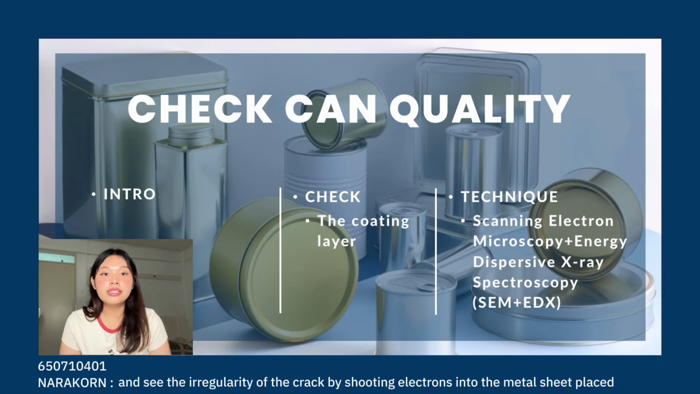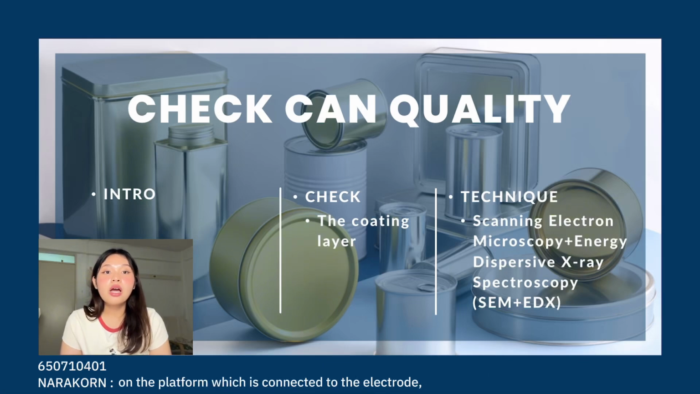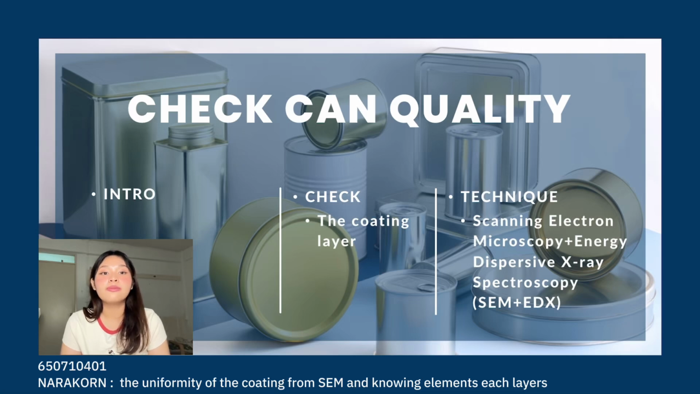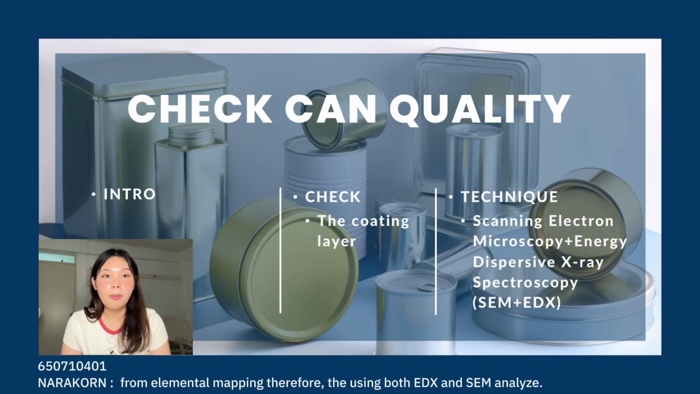crack by shooting electrons at the metal sheet plate on the platform, which is connected to the electrode, causing the scattering of electrons to the detector, resulting in a better signal and checking the uniformity of the coating from SEM, and knowing the elements in each layer from elemental mapping. Therefore, it's using both EDX and SEM analysis.